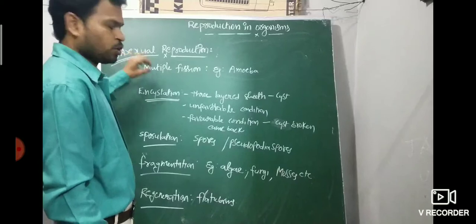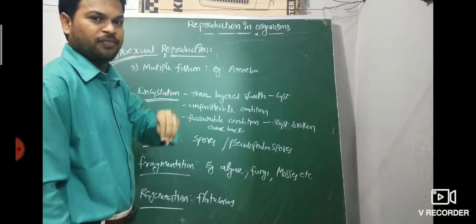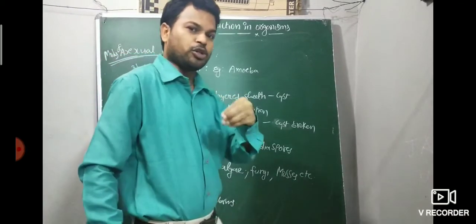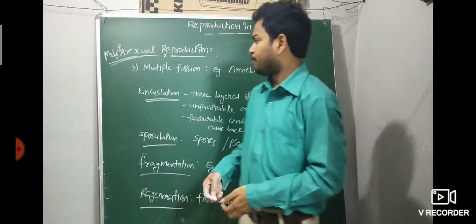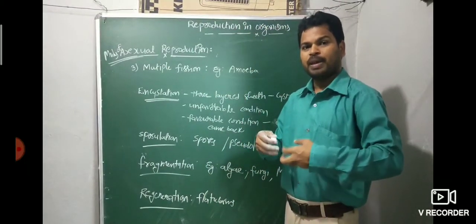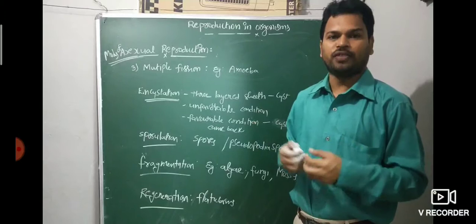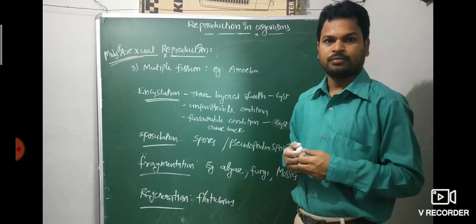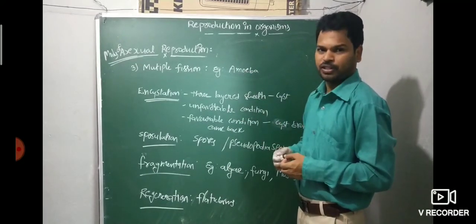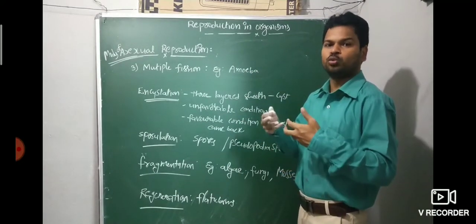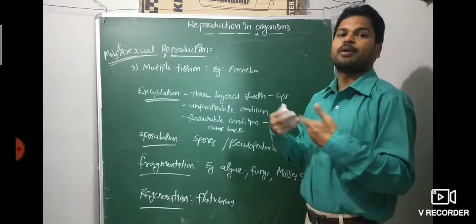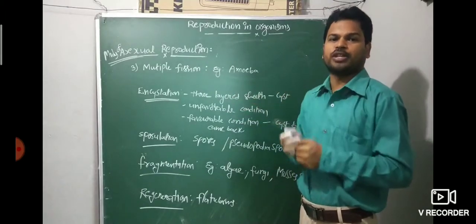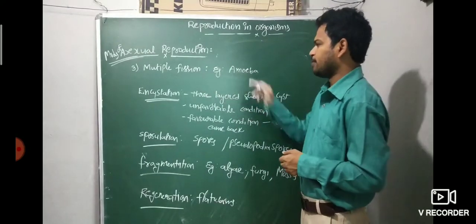Multiple fission. We just saw binary fission and budding. Multiple fission means what? When the parent body produces 2 offspring, it is called binary fission. When the parent body produces many offspring, it is called multiple fission. Multiple fission can occur only in favorable condition. The example is amoeba. Production of more than 2 offspring from the parent is called multiple fission.